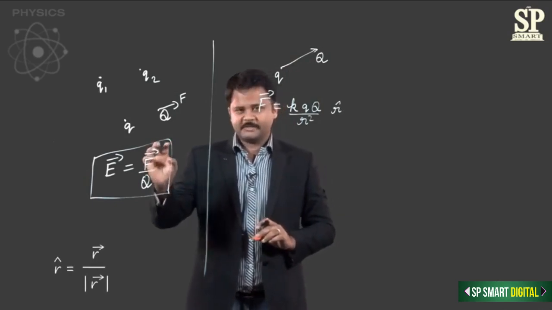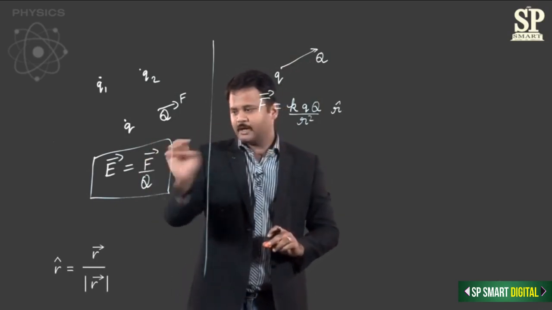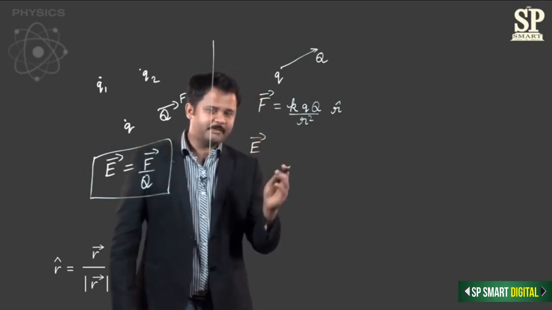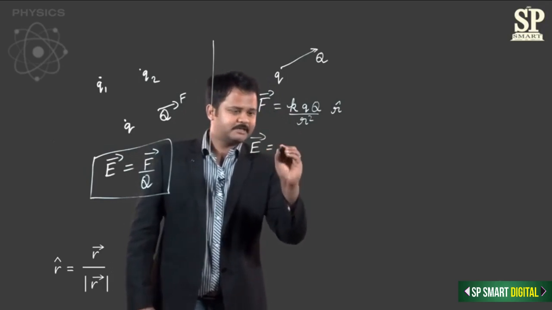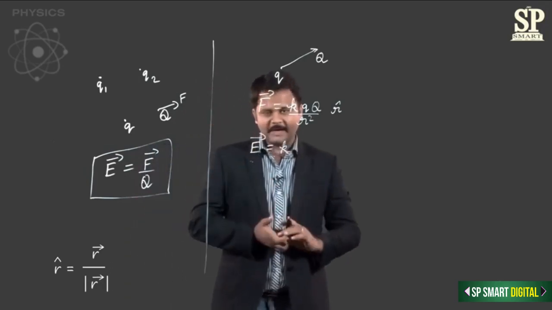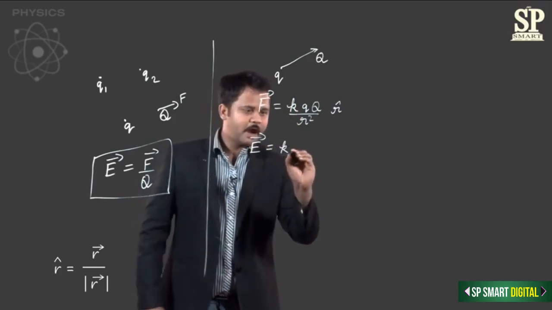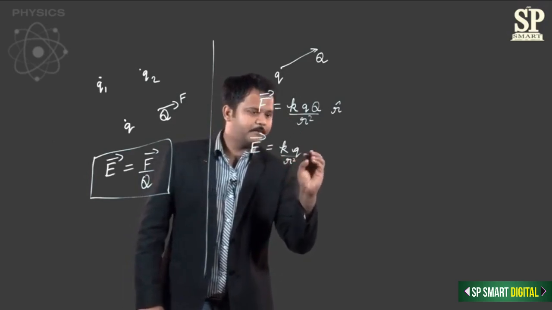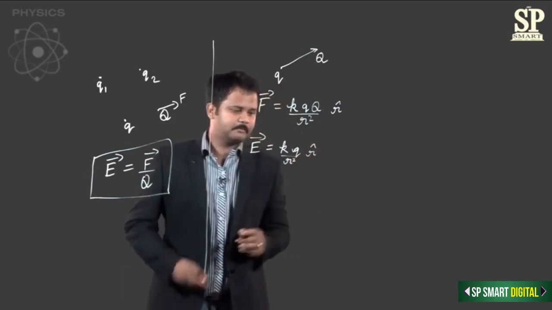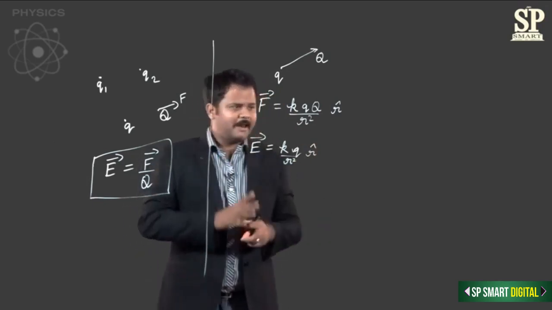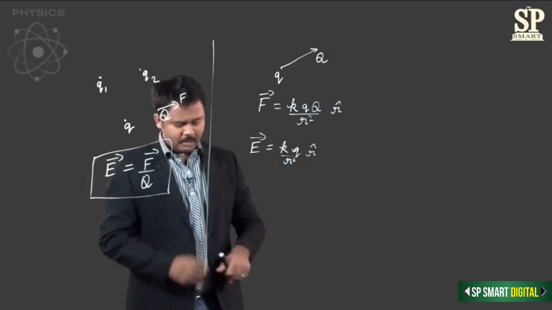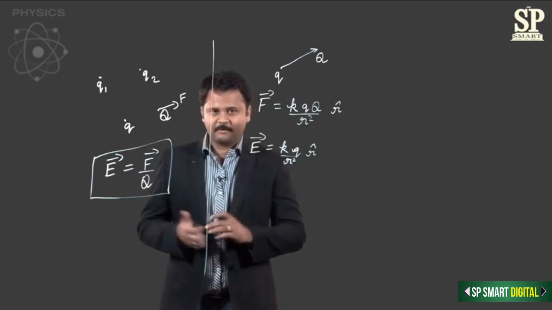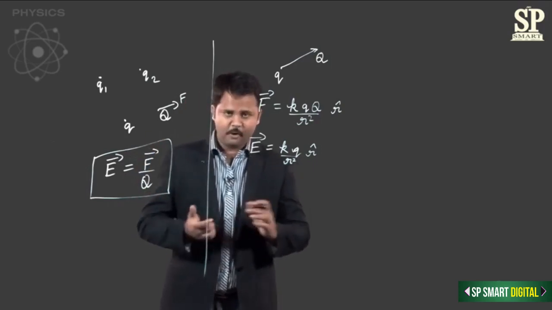Now you just have to substitute this value of F here in this expression for electric field, and when you do that, you get the expression for electric field here, in which capital Q's will get cancelled from the numerator and denominator, and all you're left with is kq upon r square r hat. So let's try to analyze this formula and draw some conclusions out of it. The first conclusion that I can draw is electric field, just like this electrostatic force, is a vector.